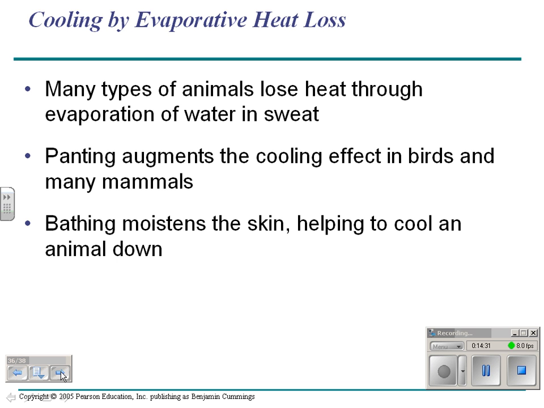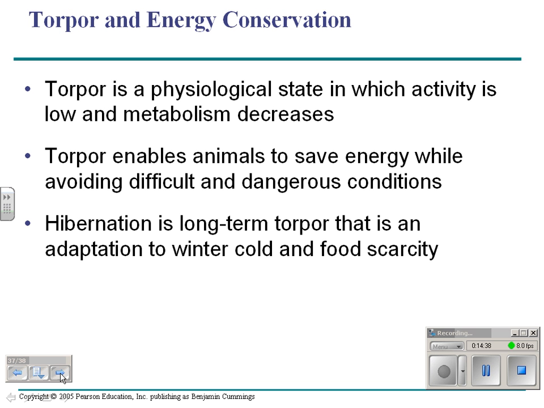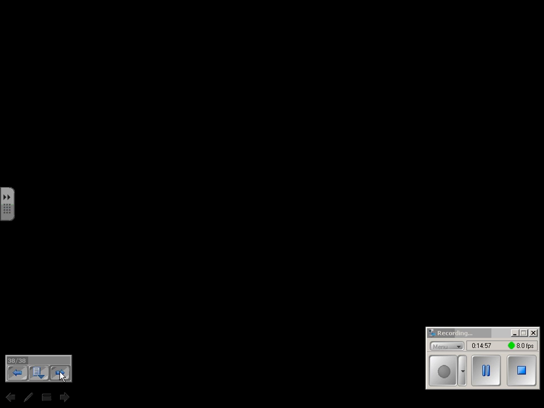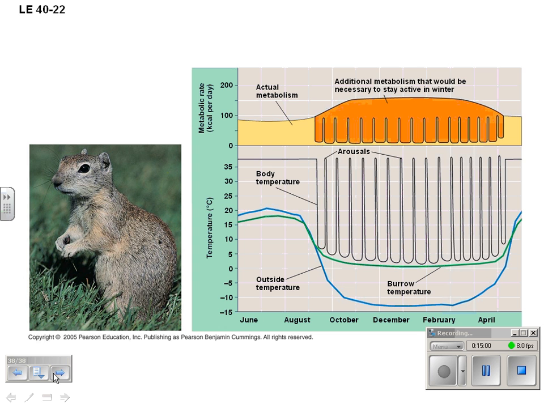Sweating, panting, bathing. Torpor. Torpor is when an animal basically doesn't do anything. And then hibernation is long-term torpor. Now, what most people don't understand about hibernation is that this is an off and on thing. Here's an example.